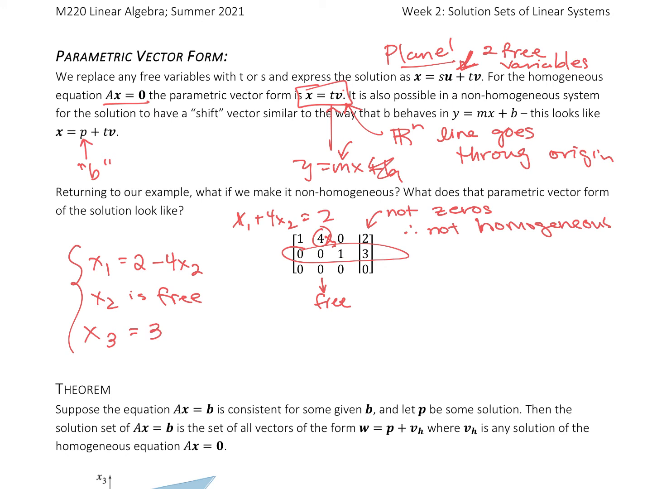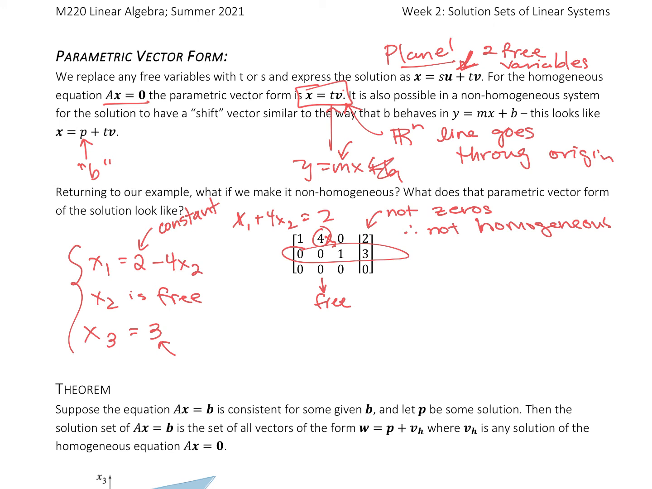So how are we going to put this into parametric vector form? Because we have these extra constants, right? This is a constant, but it's not a constant multiplier, which means that that value does not change based on x2. Same thing here. This is a constant, which means that that value is not going to change based on the value of x2.